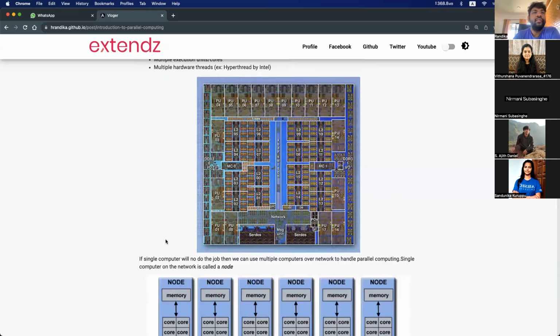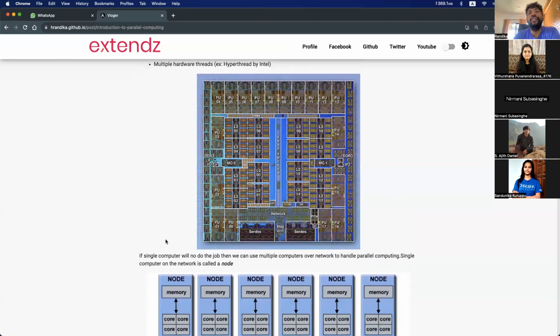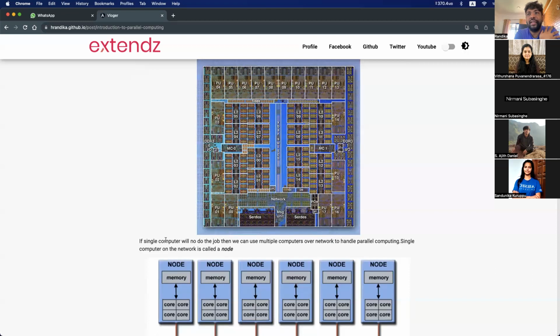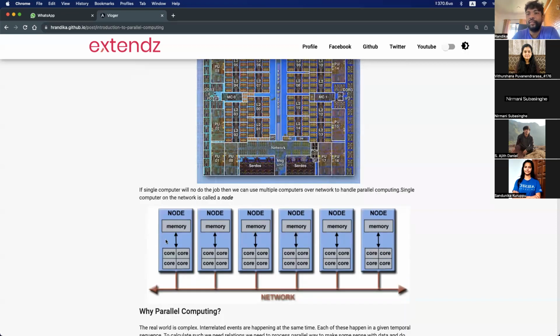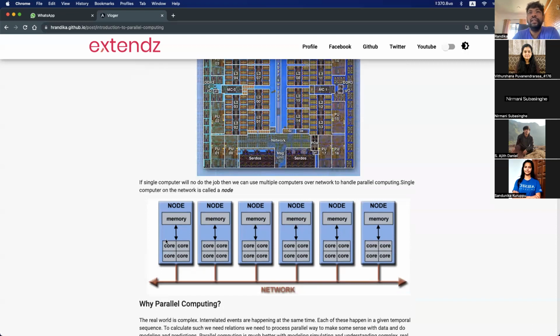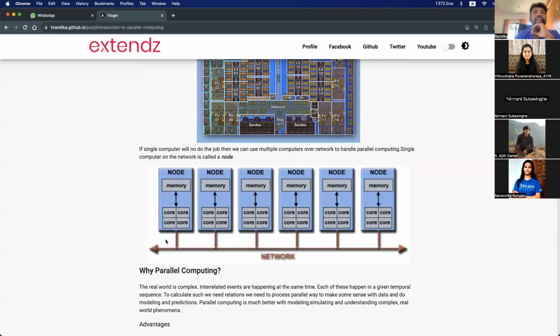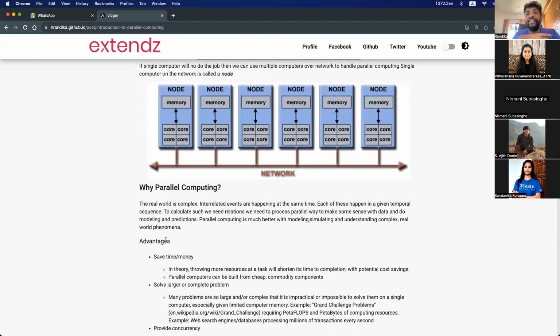So if for some reason we cannot achieve parallelism in one single computer, then we have what we call multiple computers. That is also one way of getting parallelism in modern days. If we can't achieve parallelism in one single computer, what we do is we take a network and we link several computers. We call these things nodes. In this case, we will have several computers over a network, and we connect these computers over a network, and we can achieve the parallelism over here.